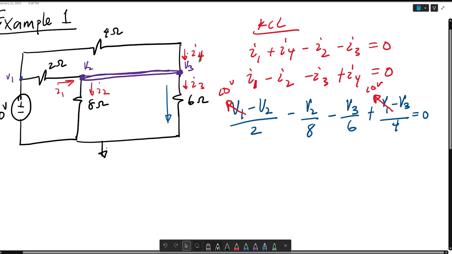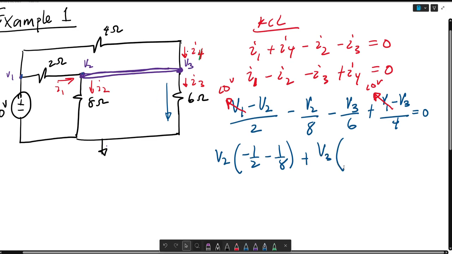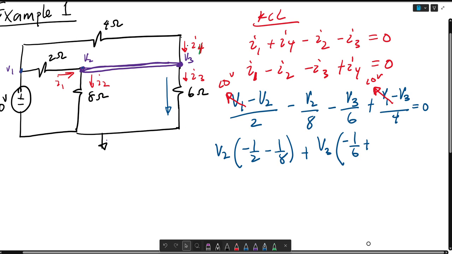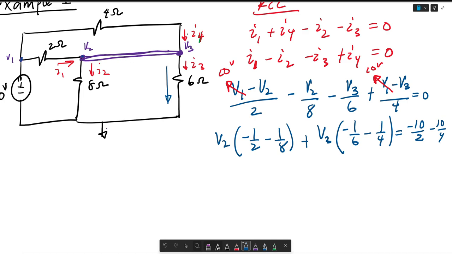So now we can write an equation. We could pull out V2, and we're left with negative 1/2 minus 1/8, plus we can pull out a V3, and we're left with negative 1/6 minus 1 over 4. This is equal to negative 10 over 2 minus 10 over 4. These values are simply coming from here. For example, this is the 10 over 2, this is the 10 over 4, and so on and so forth.